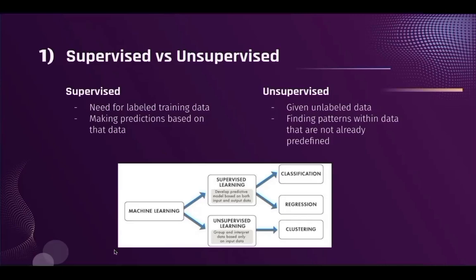And then in unsupervised machine learning, you would give the model unlabeled data and have it find patterns within that data that are not already predefined. A good example of that would be customer segmentation, where you have a data set with information about customers, and you're giving the model the ability to find patterns without having to predefine what those patterns would be.